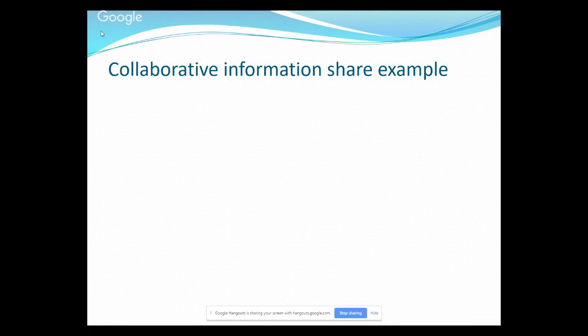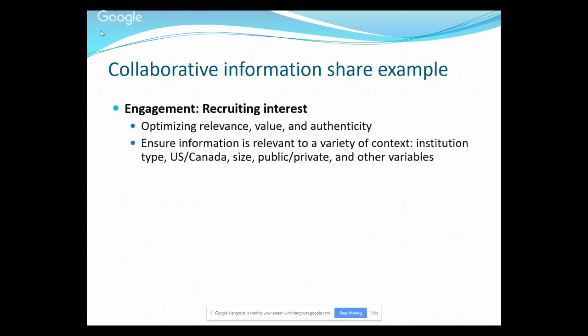And then when we look at collaborative information sharing, again, that's going to be the program where you're sharing a strategy, an approach, a theory, something that you implement at your institution that can be shared across a wide variety of institution types. Using those same three domains might look different. So when I look at engagement, you look at recruiting interest instead. So being very clear in your abstract and in your introduction of how this information is going to be relevant to a variety of institution types, like US, Canada, size, public, private, and other variables.